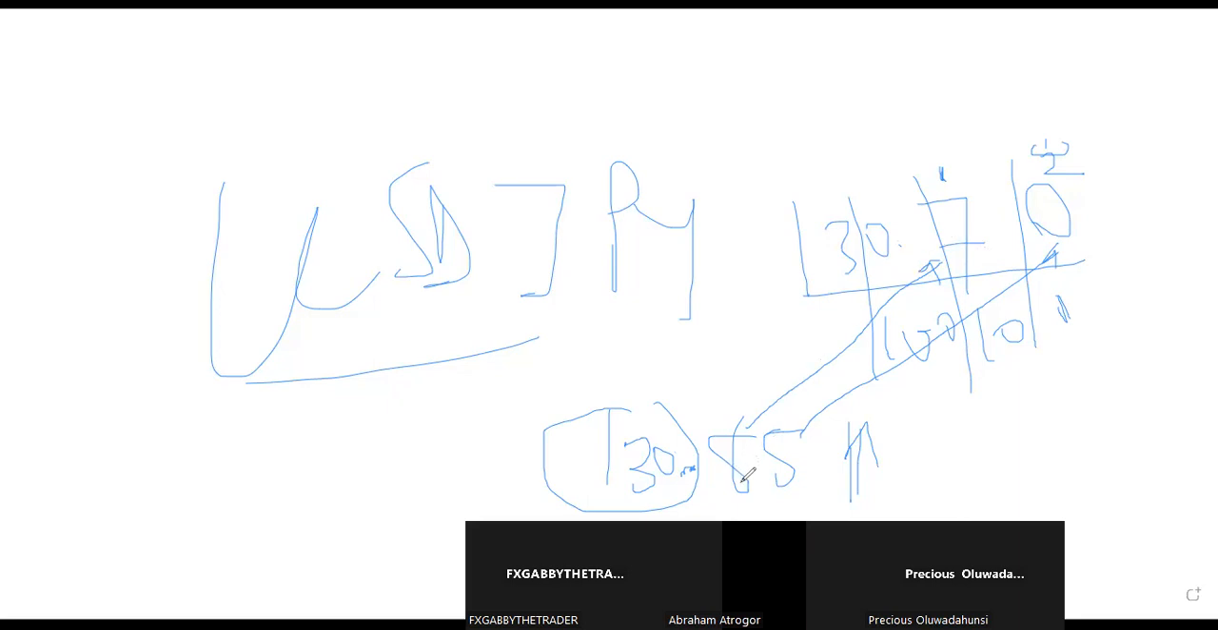How many pips did we move from this place? Can someone tell me how many pips we have here? 15, sir. 15. You're very correct. Thank you very much. So we have moved 15 pips upwards. If you guys know it, then congrats to you.